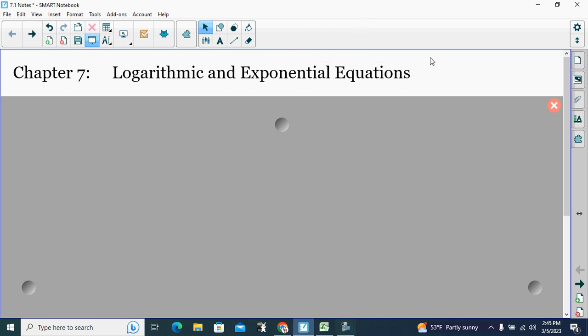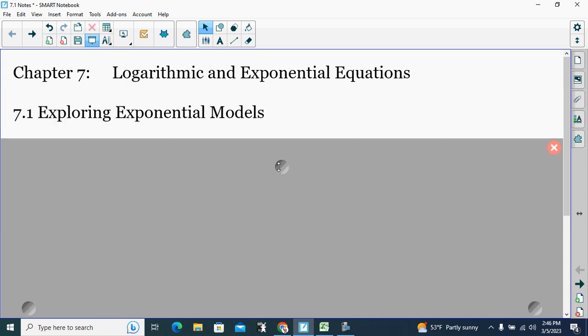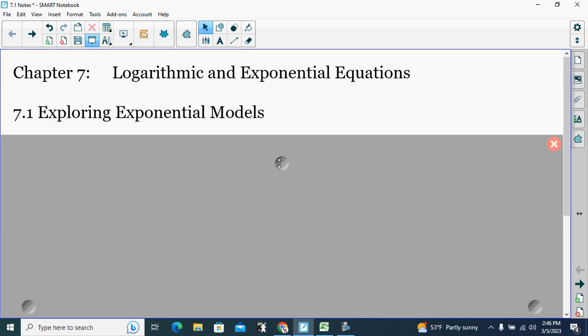This is the start of Chapter 7. Chapter 7 is all about logarithmic and exponential equations. 7.1 is on exploring exponential models. So we'll start with exponential equations, which you're familiar with exponents at least. Logarithms are probably new. That'll start here in a couple sections.